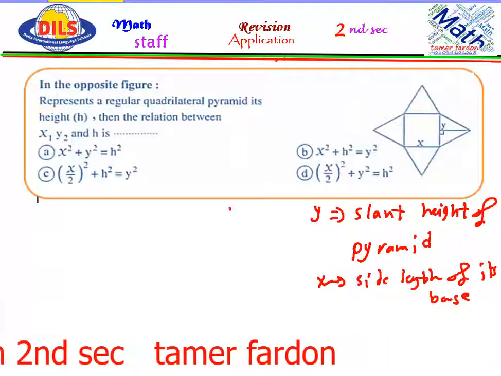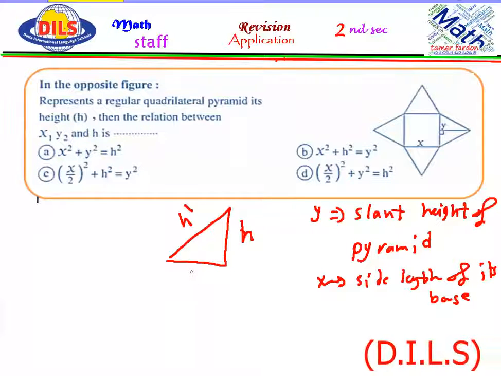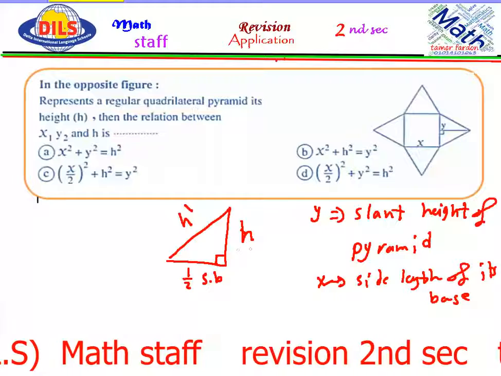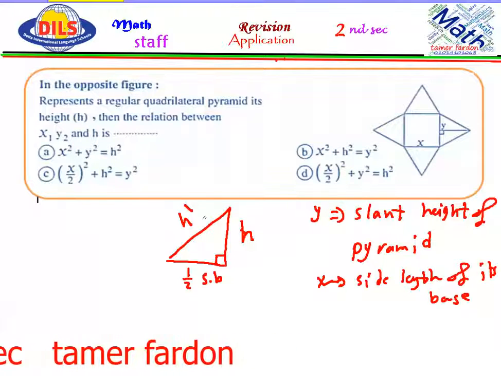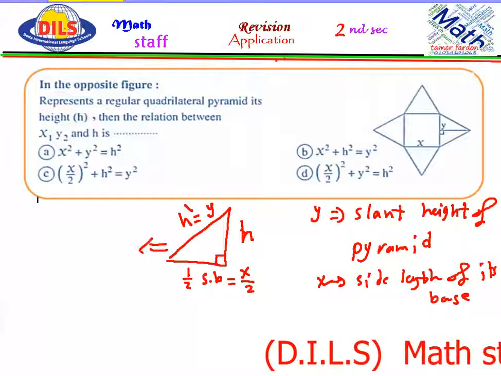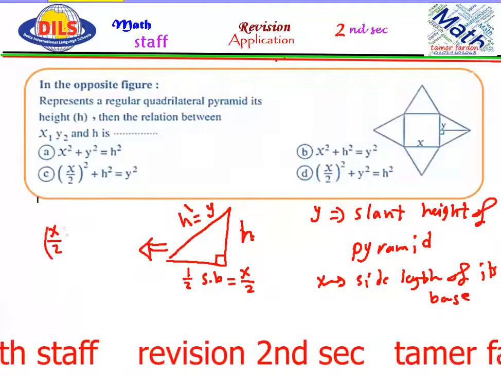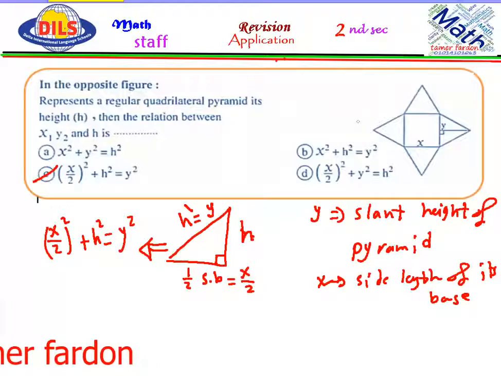We know that the height of the regular pyramid, its slant height and half the side of its base form a right-angled triangle; they are the sides of a right-angled triangle. So the slant height here equals y, and half the side in our exercise equals x over 2. So the relation between h, x and y is (x over 2) squared plus h squared equals y squared, from the Pythagorean theorem.